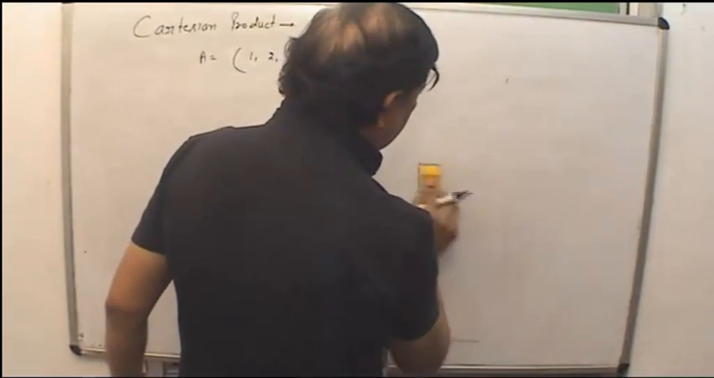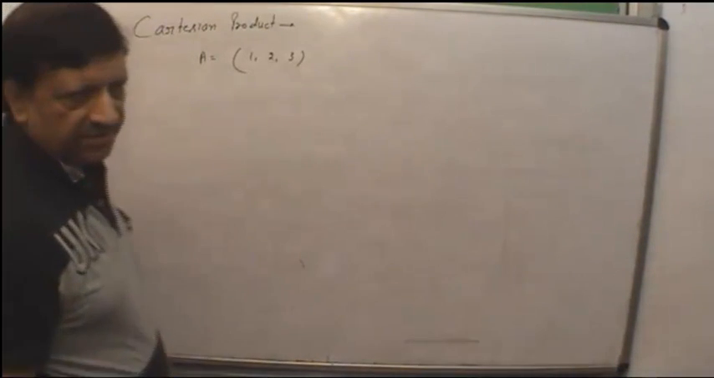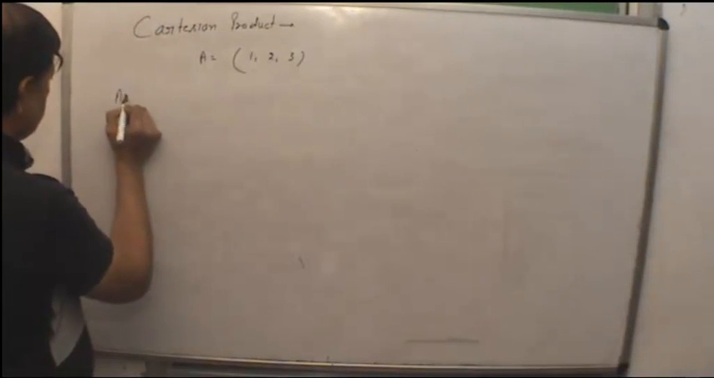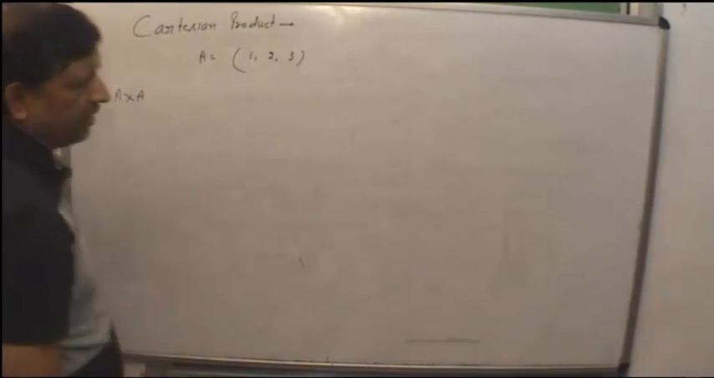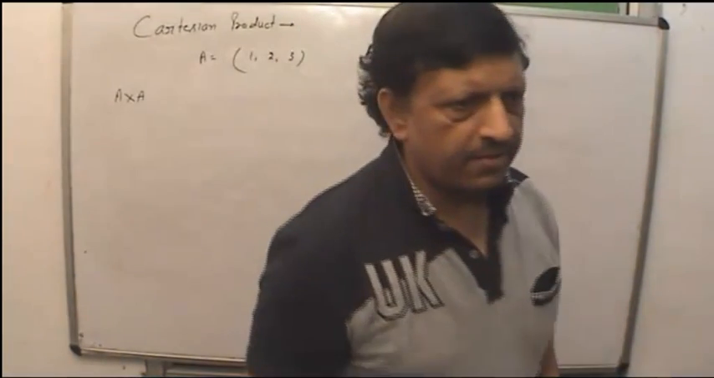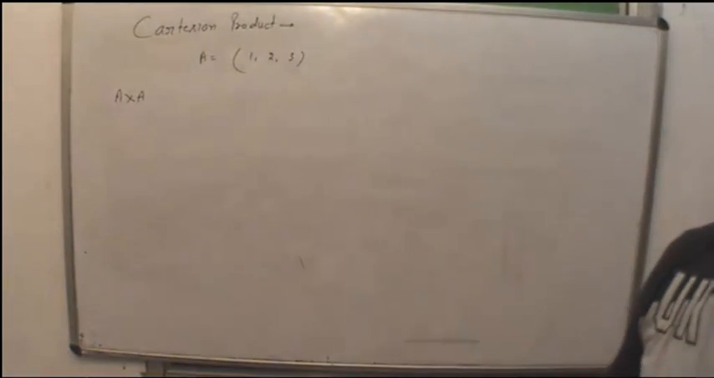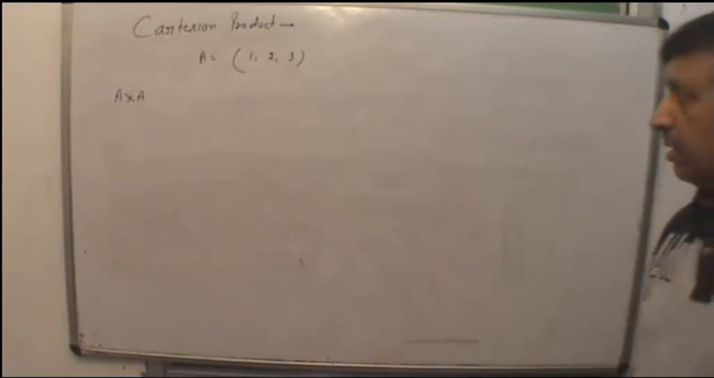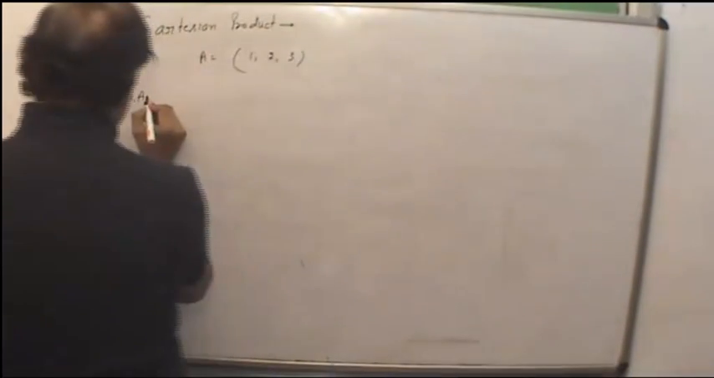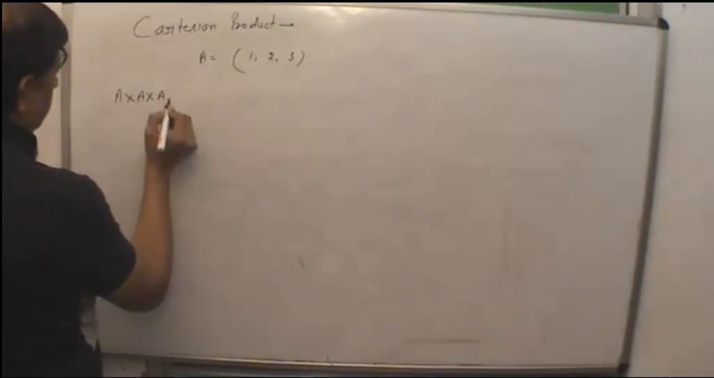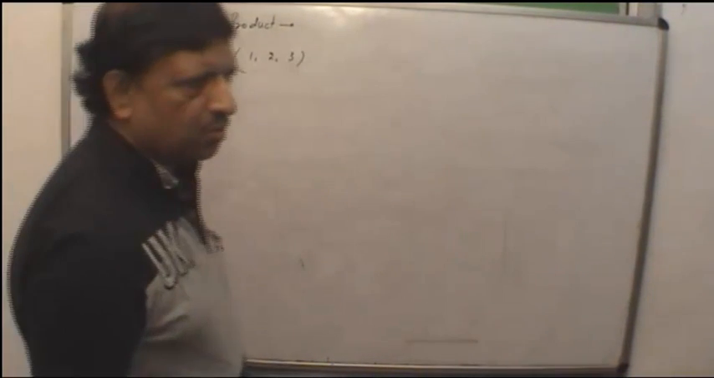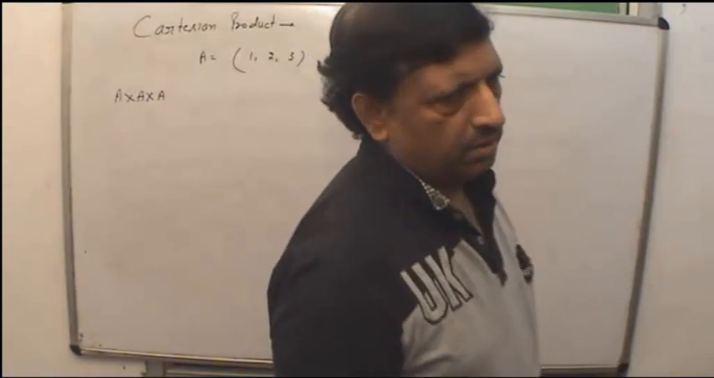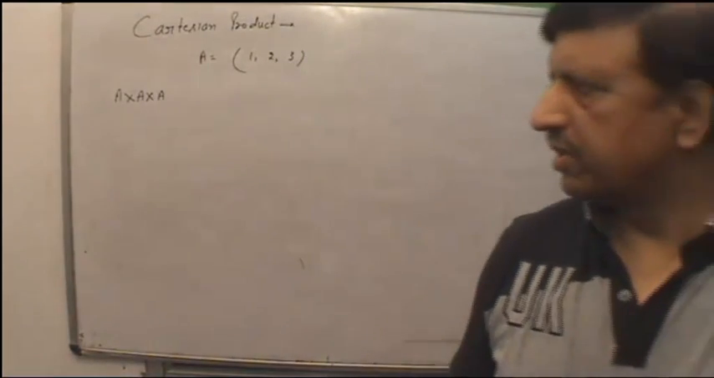Sometimes a problem arises like this. If we are given the set A and we have to find A cross A, the Cartesian product A × A, that's very simple. That is two-dimensional geometry. But what happens if we extend the result to A × A × A, or you can say a cube?